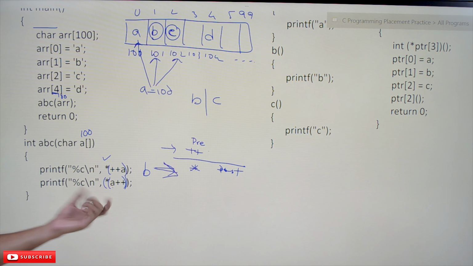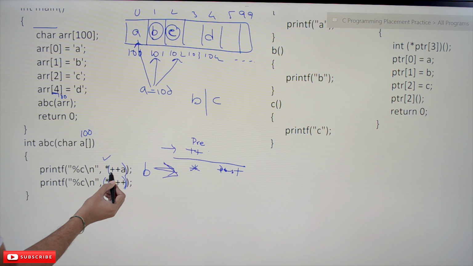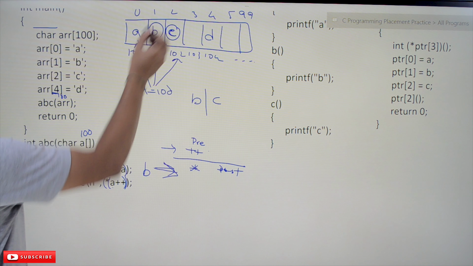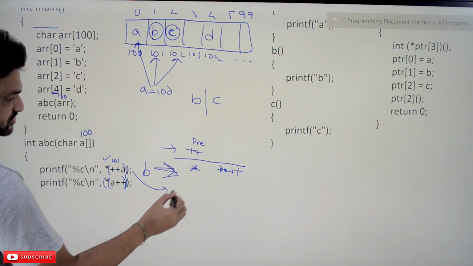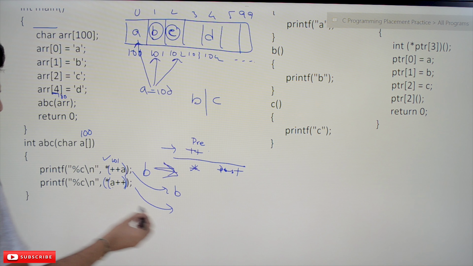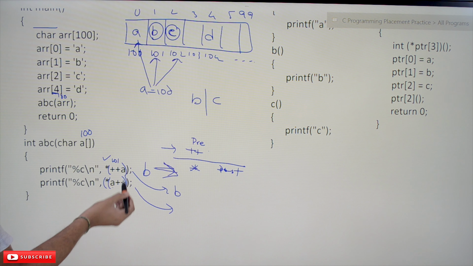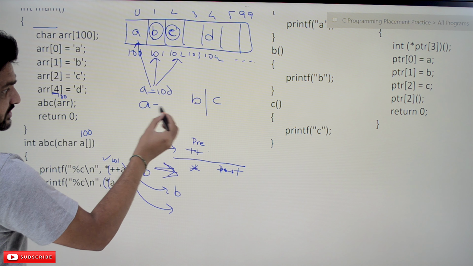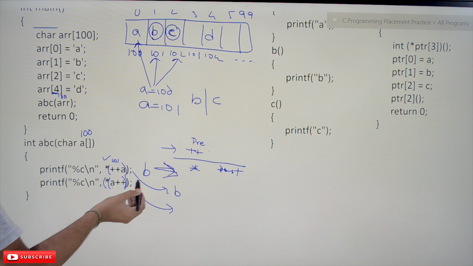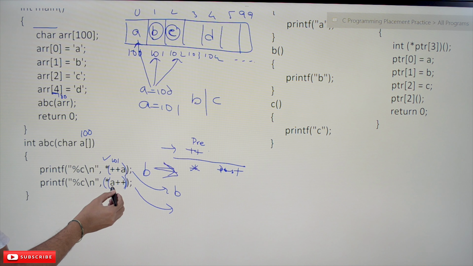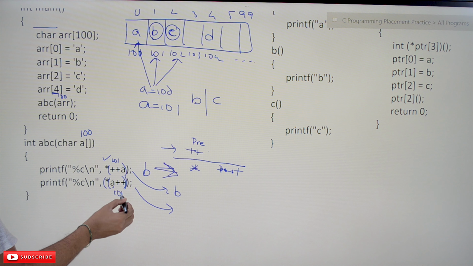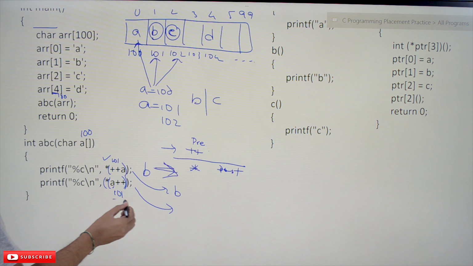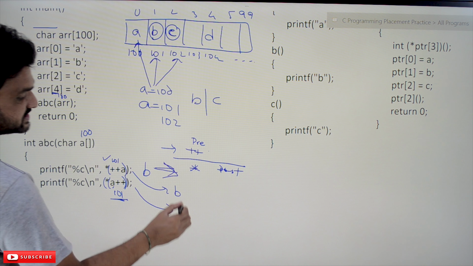But the very important point to understand here is that ++A means it is going to be 101, and 101 star means B will get printed. So for this printf, the output is going to be B. And for this printf, A++ means the value of A was previously 100, now it has become 101. This is post-increment, so the value used is 101 and later it will get incremented. First it is going to consider the value of A, which is 101, and 101 star is again going to be B.